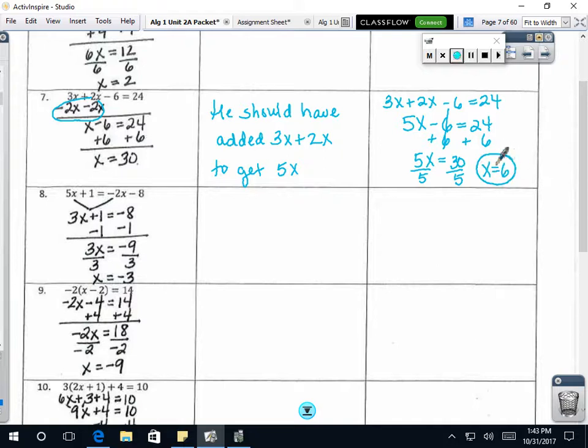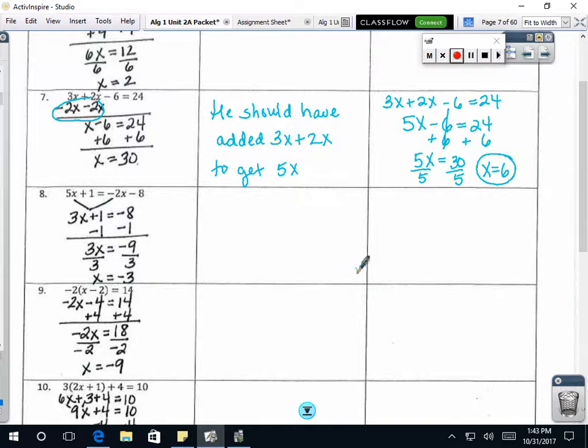And it'll work, because look, if you plug it in, this one, 5 times 6 is 30. 30 minus 6 is 24. Or you could have plugged it in this one. 3 times 6 is 18. 2 times 6 is 12. 18 plus 12 is 30. And 30 minus 6 is 24.